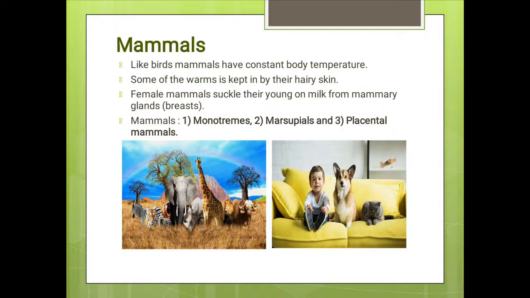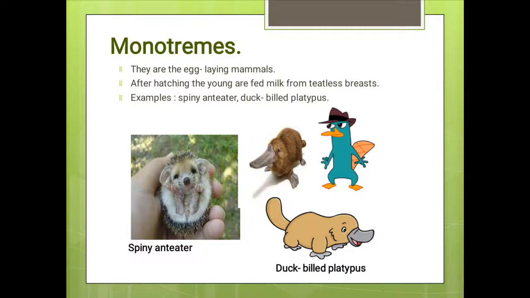Well, mammals are divided into three subclasses based on their reproductive techniques, and they are monotremes, then marsupials and placental mammals. Monotremes are a group of highly specialized egg-laying mammals, which includes the spiny anteater, then the duck-billed platypus. After the eggs are hatched, the babies are fed on milk from a teatless breast.